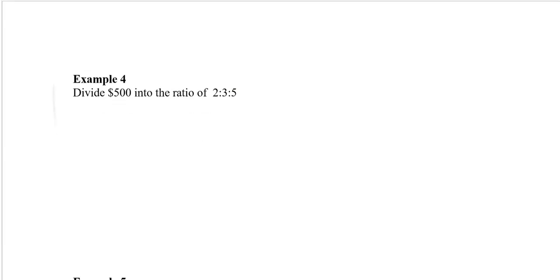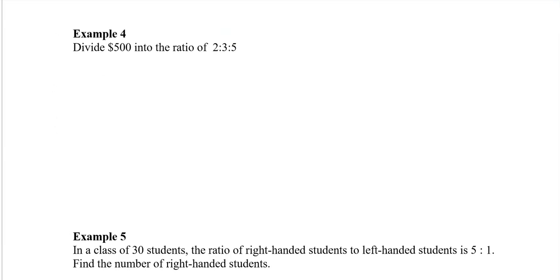Let's go on to the next page, question 4, and do another one. This ratio has 3 parts to it, which means we're going to need to do 3 calculations. First of all, we add them all up. 2 plus 3 plus 5 is a total of 10 parts in that ratio.